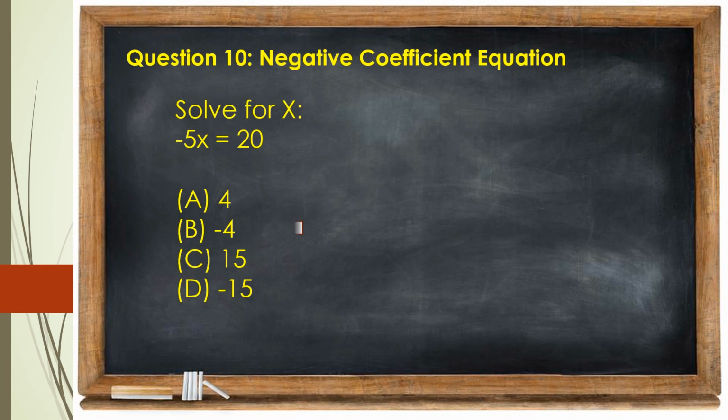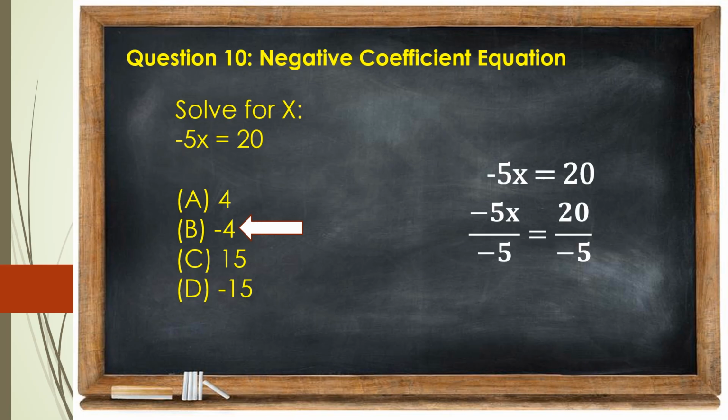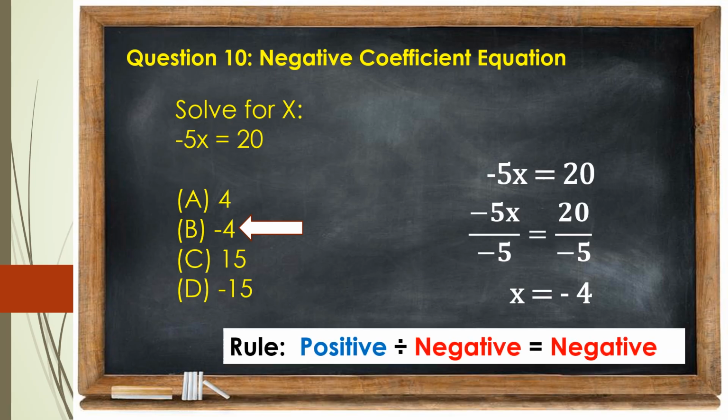Our final correct answer is B, negative 4. To get x completely alone, we need to divide both sides by the exact number attached to it, which is negative 5. This leaves us with x equals 20 divided by negative 5. 20 divided by 5 is 4.